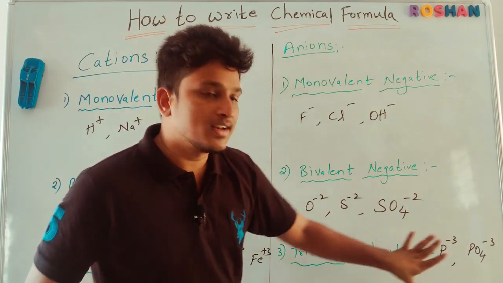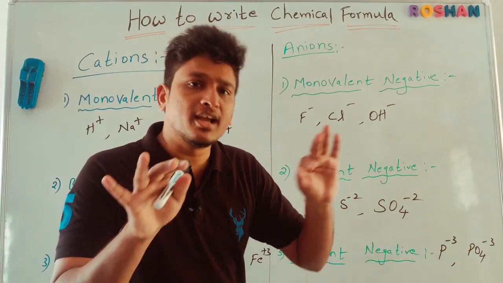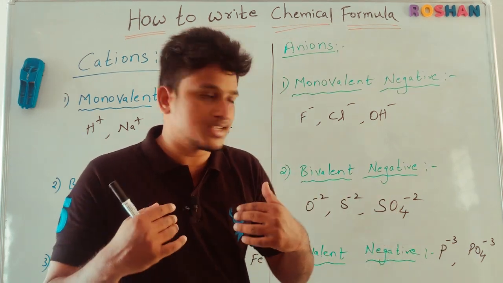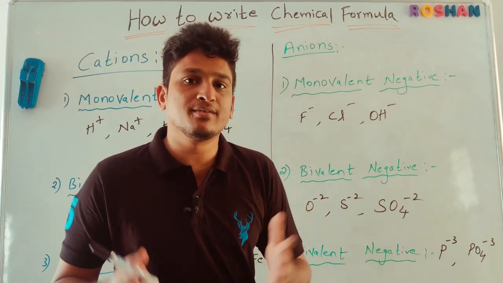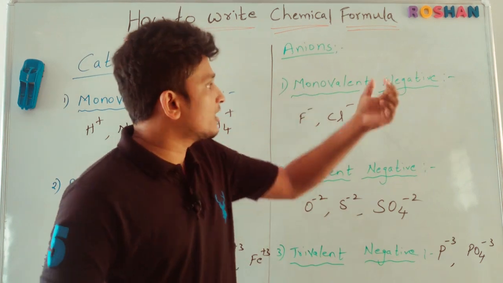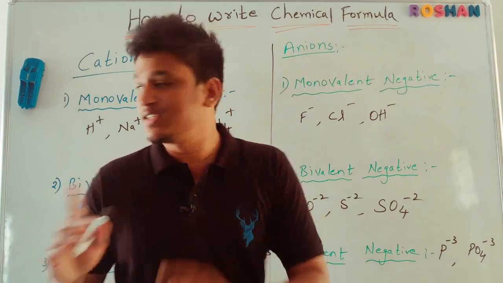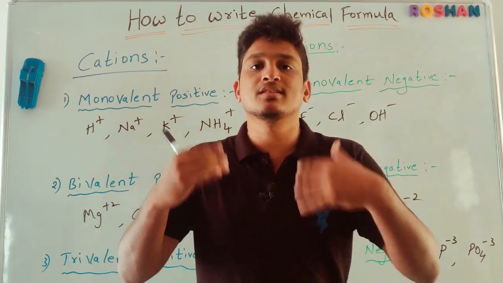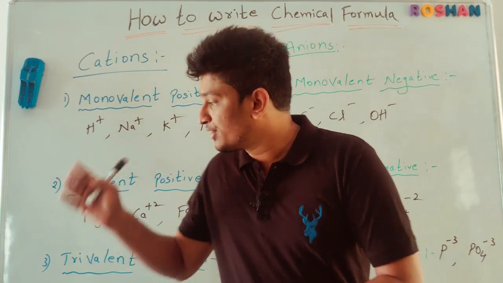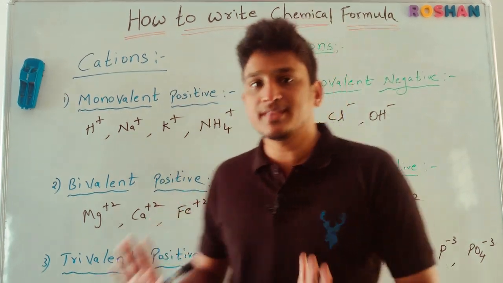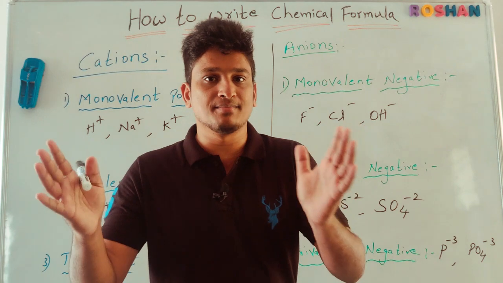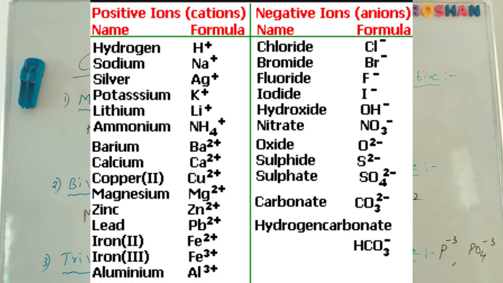Students, what is the common thing? -3 charge. What's the meaning of -3 charge? They gained 3 electrons. Yes sir. What's the meaning of bivalent negative? They gained 2 electrons. What's the meaning of monovalent negative? They gained 1 electron. Similarly, what are the meanings of mono, bi and trivalent positive ions? They lost 1, 2 and 3 electrons respectively. These are some of the examples. You can see on the screen the remaining examples, the list of all the cations as well as all the anions.